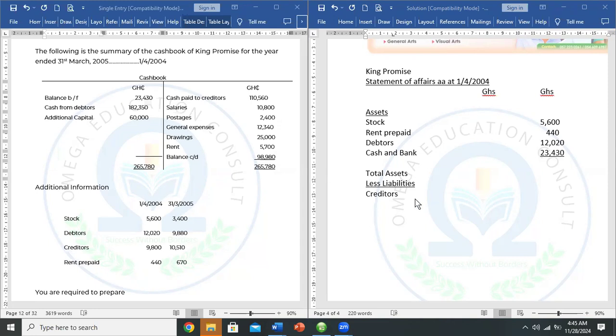This time is perfect and it's on point. There is no other liability. So since it's just the creditors, we less it from the total assets, and that's 9,800. So dear professors, let's calculate to get the capital as at 1st April 2004.